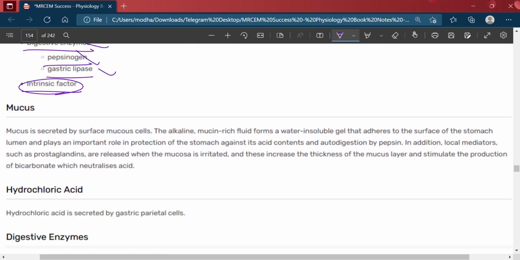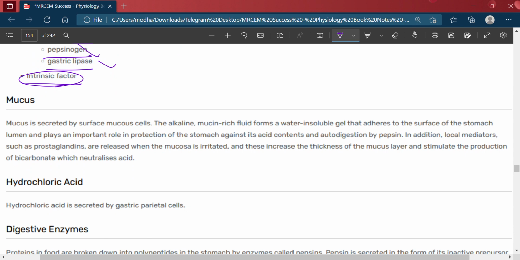So the mucus is secreted by the surface mucous cells. The alkaline, mucin-rich fluid forms a water insoluble gel that adheres to the surface of the stomach lumen.